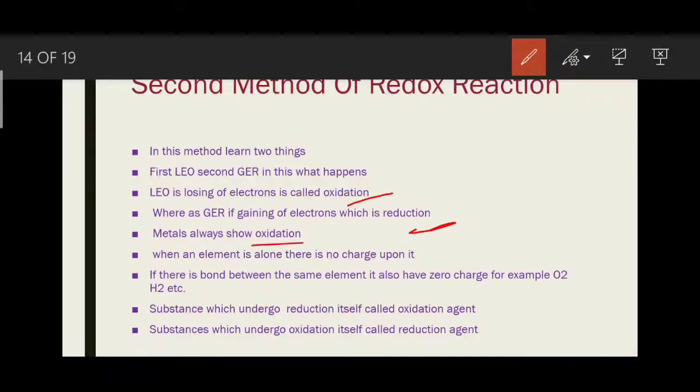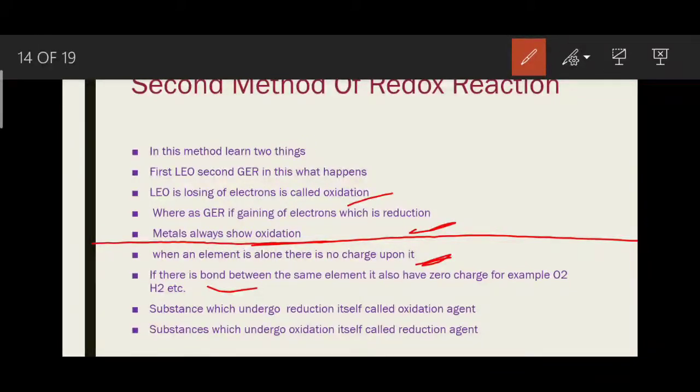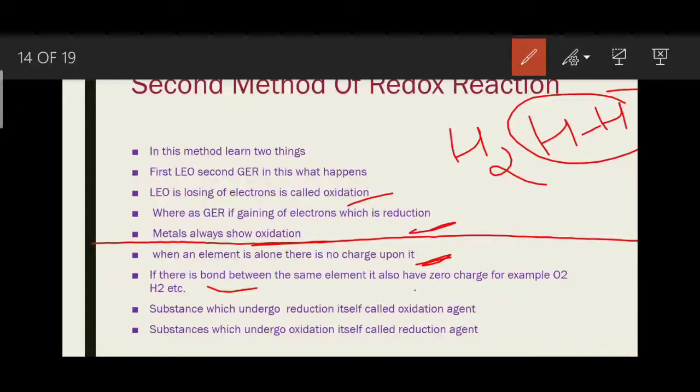Note one thing, metal always shows oxidation reaction, it never shows reduction reactions. When an element is alone, there is no charge upon it, it is neutral. Here if there is a bond between the same element, like when it is in gaseous form, for example H2, H and H having a bond like this, then it also has zero charge. Substance which undergoes reduction, important thing, questions come on this.